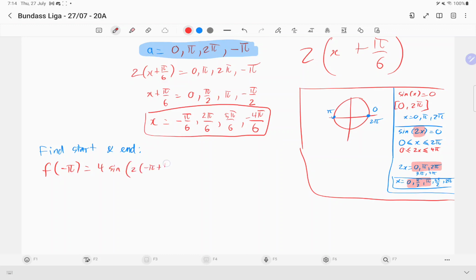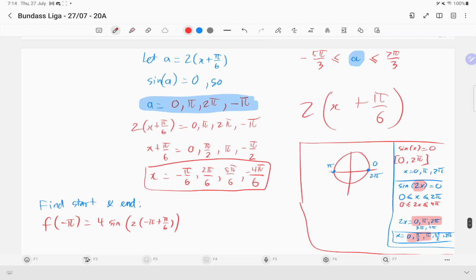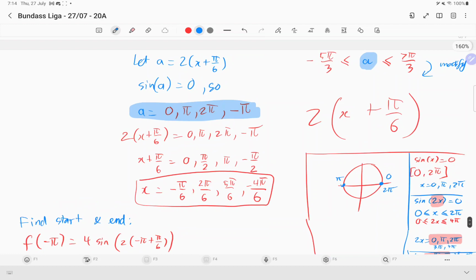Regarding the values of A that you got there, how do you know where to start, because the domain is really weird? Good question. For the domain for A, you have to modify it a little bit. This question is more complex than it initially looks.